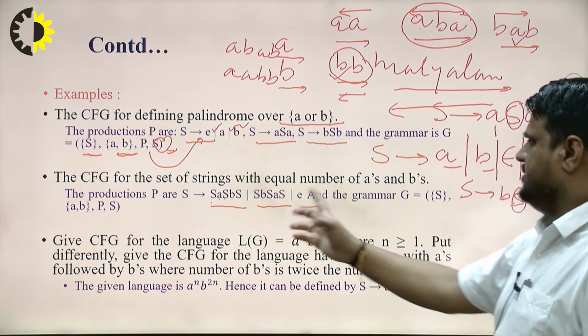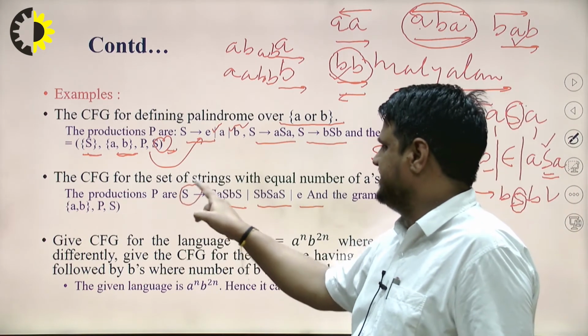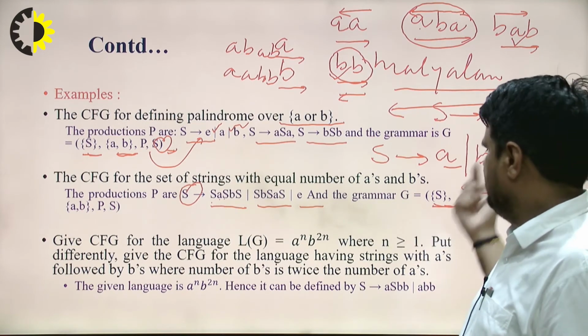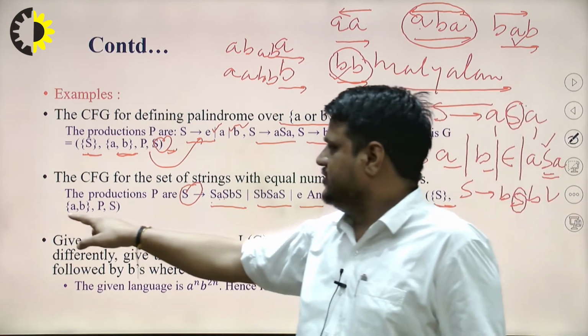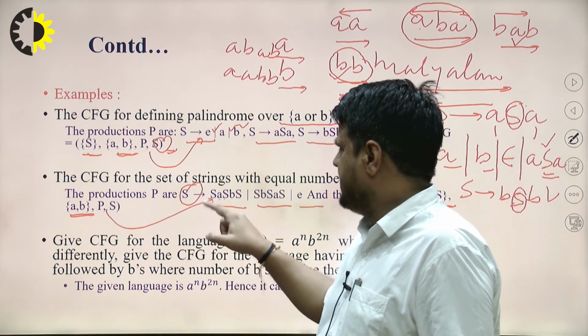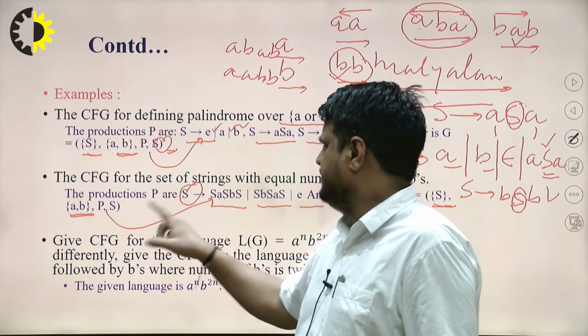And only one variable is used inside this particular grammar's productions, so the set of variables will contain only S, the set of terminals will be A and B, P is the productions I have written here, and S will be the starting symbol.